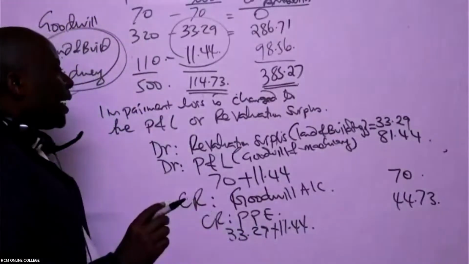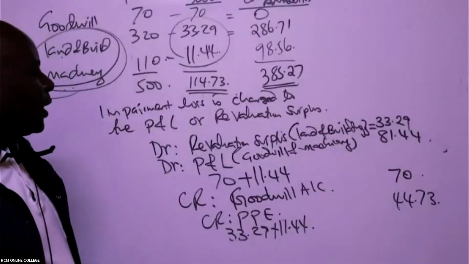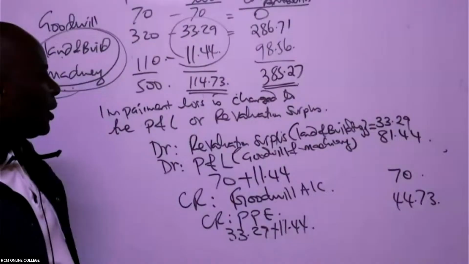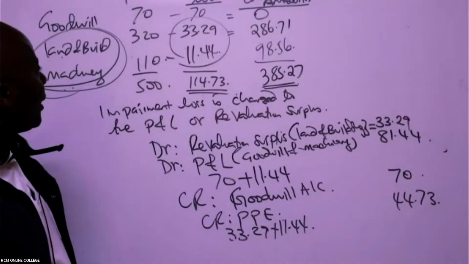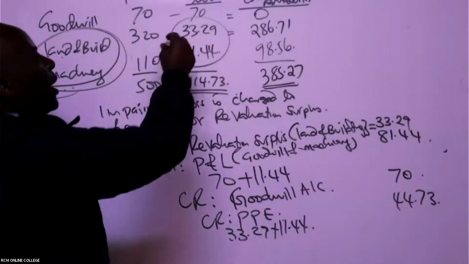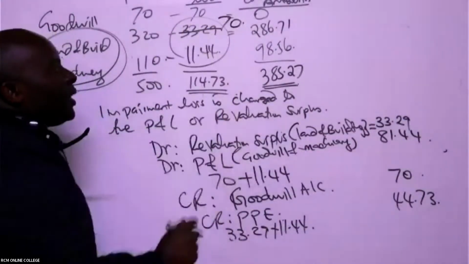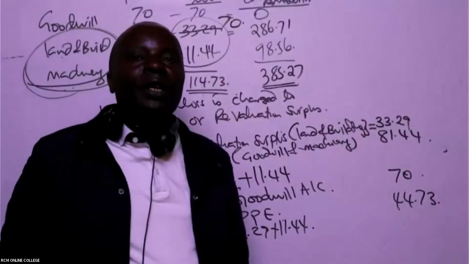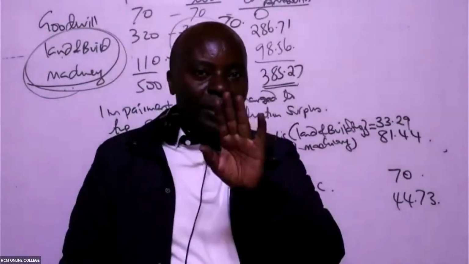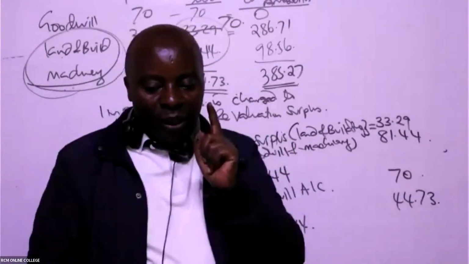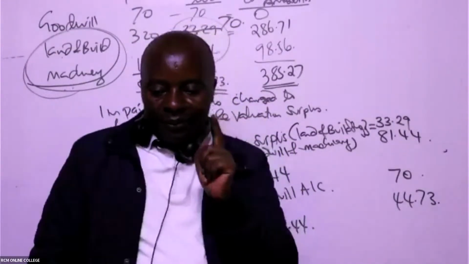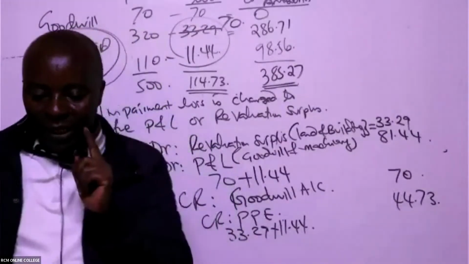So a good student is asking, what if, for example, for these land and buildings, we had 70 here? If we had 70 there, can someone tell me what we would have done, knowing that the revaluation surplus is only 65?